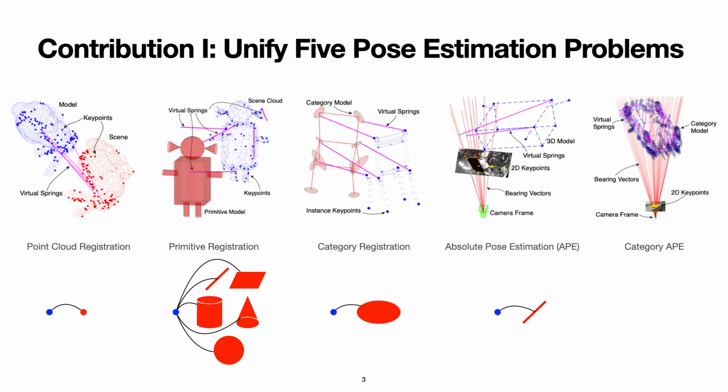In absolute pose estimation, we seek to align a set of points to a set of 3D lines representing the so-called bearing vectors that shoot from the camera center to 2D key points. In category absolute pose estimation, we seek to align a set of ellipsoids to a set of bearing vectors. Our second contribution is to propose a meta-algorithm called DAMP that solves the 5 pose estimation problems by simulating rigid body dynamics. The core of DAMP consists of 2 insights.